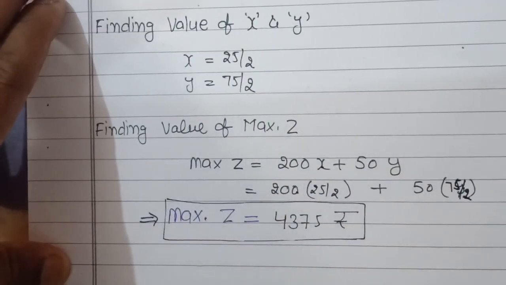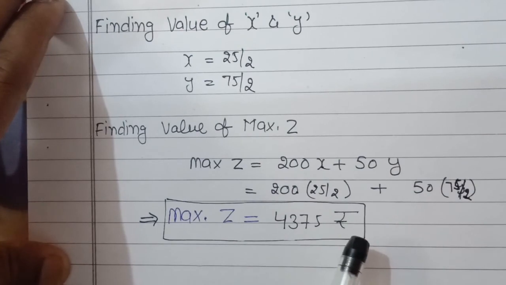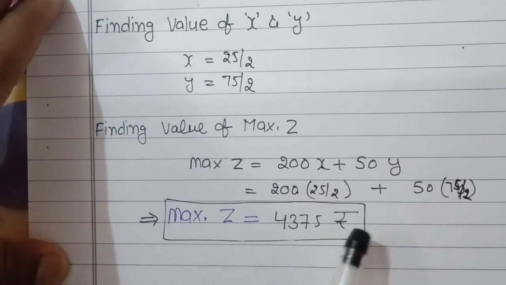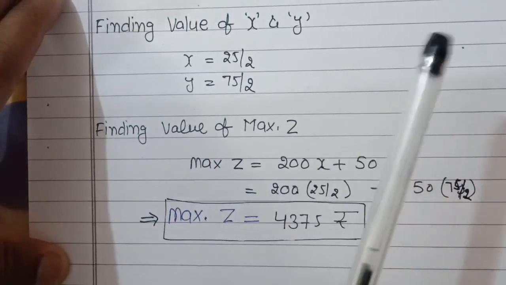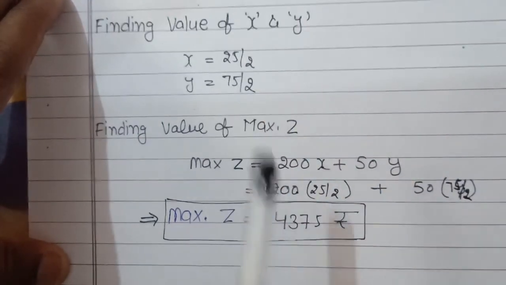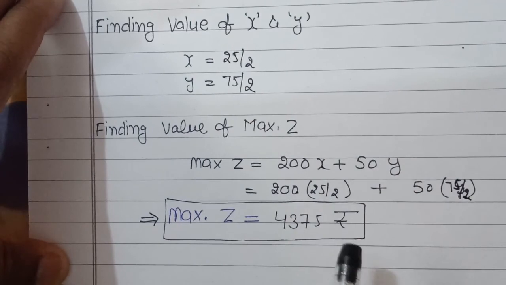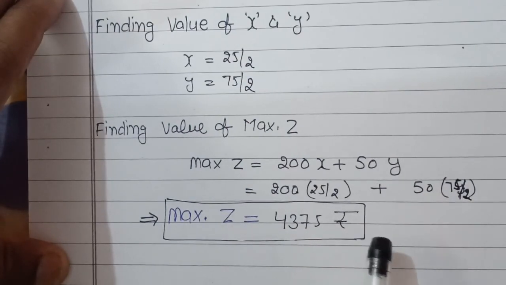Also, if you see my video on the graphical method, there also we have solved this numerical, and the values for that numerical are similar to these values, so we can say that we have solved this numerical in a correct manner. So this is the method for solving the linear programming problem of maximization type using the simplex method.